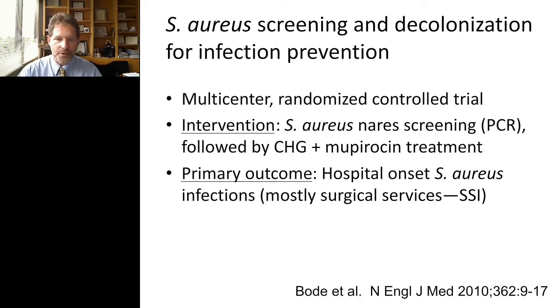What these investigators did is that they screened hospital admissions for Staph aureus using PCR to look for nasal carriage, and then those who were carrying the organism were given chlorhexidine with mupirocin in the nose twice a day for 5 days versus normal management. The primary outcome in this study was hospital onset Staph aureus infections, and since most of the patients in this study were surgical patients, most of the infections were surgical site infections.